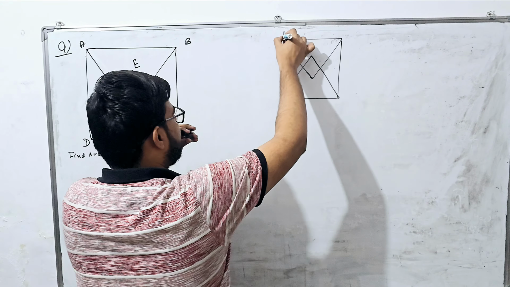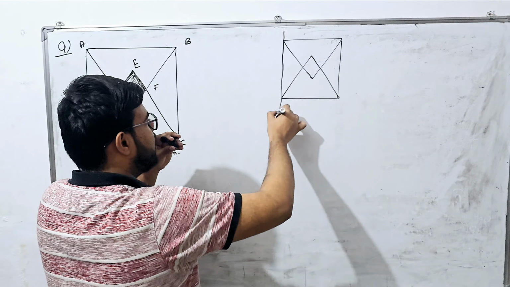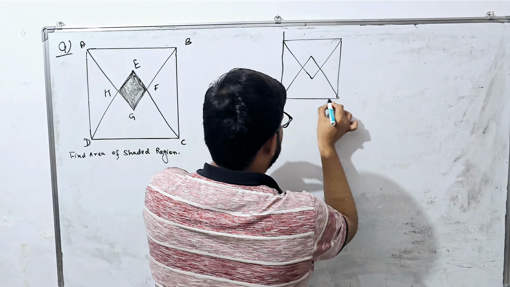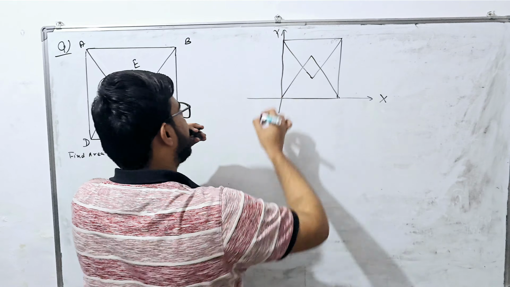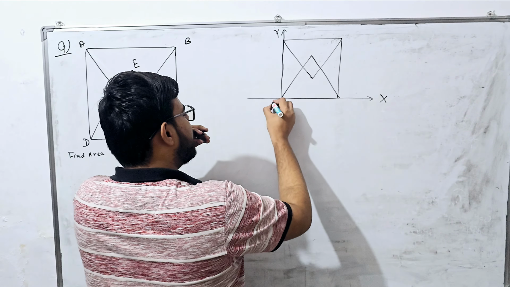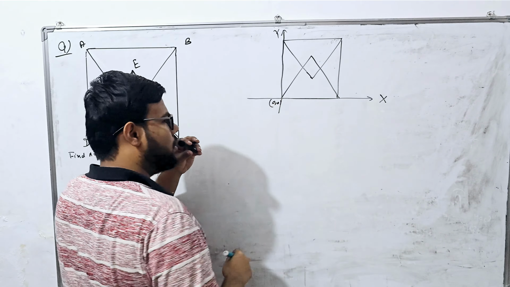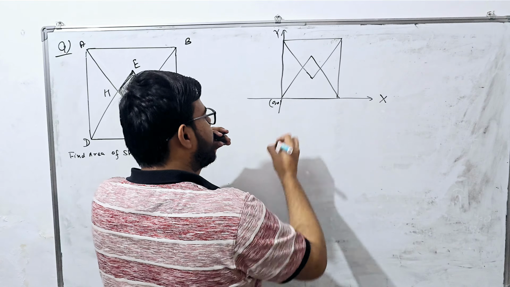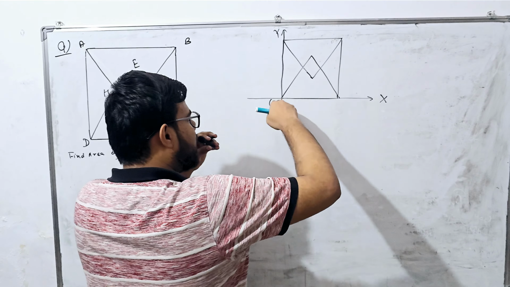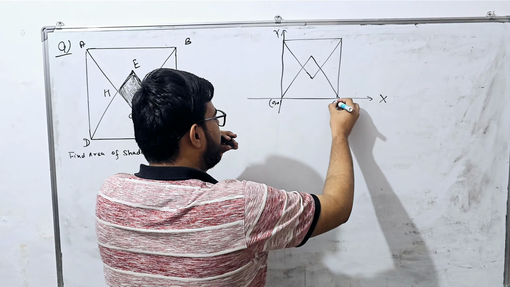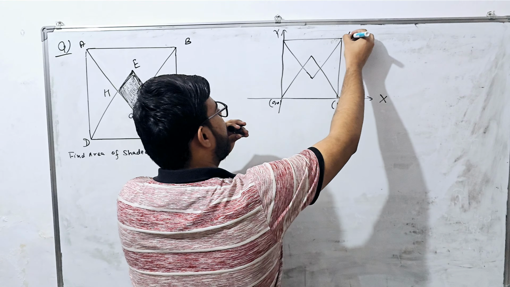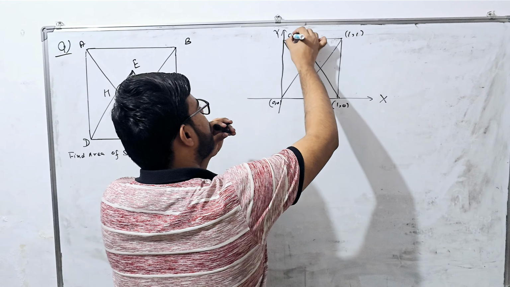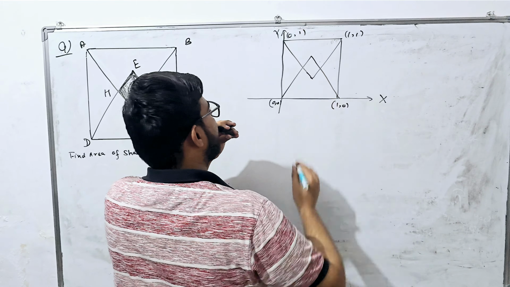So let's mention a coordinate system over here. These are the x-axis and the y-axis, correct? This is our origin. Since the side length is 1 unit, this coordinate will be 1 comma 0, and it will be 1 comma 1, and it will be 0 comma 1, right?